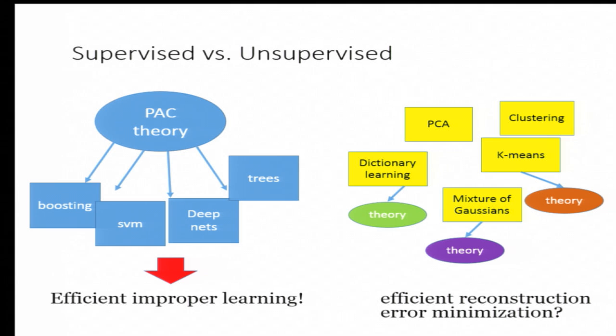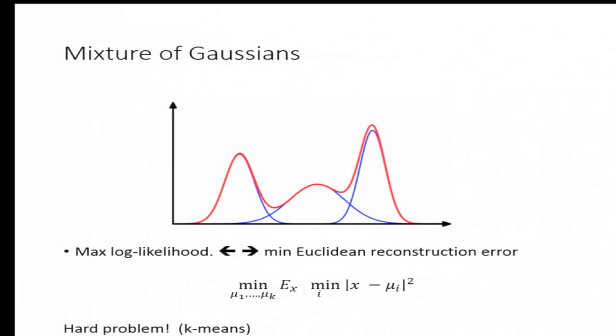So let me give you an example. A mixture of Gaussians, which we all know. So we have data coming from a mixture of normal distributions, and we're trying to find these normal distributions, the mean of them, and the standard deviation maybe, or covariance that generated the data. And you can write an objective, which sort of corresponds to max likelihood, and it is finding a set of k-centers that you minimize the expected distance squared to the center of the Gaussian, the closest Gaussian, right?